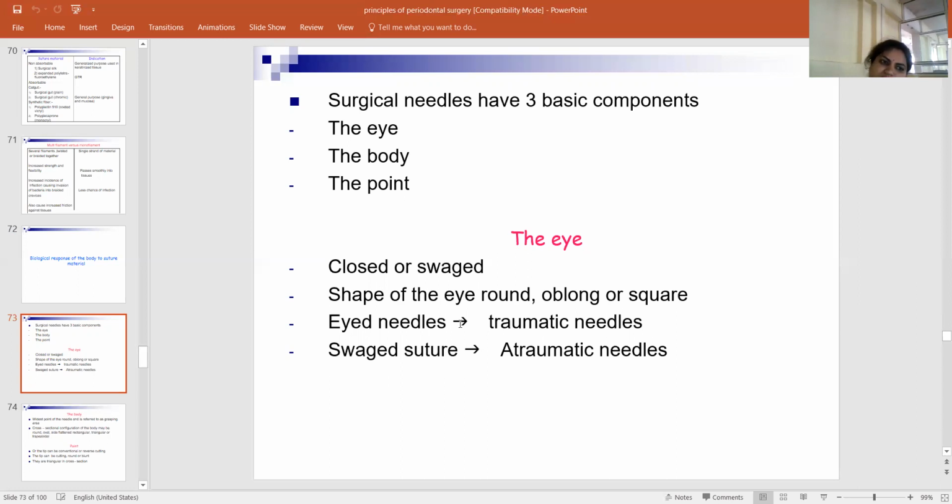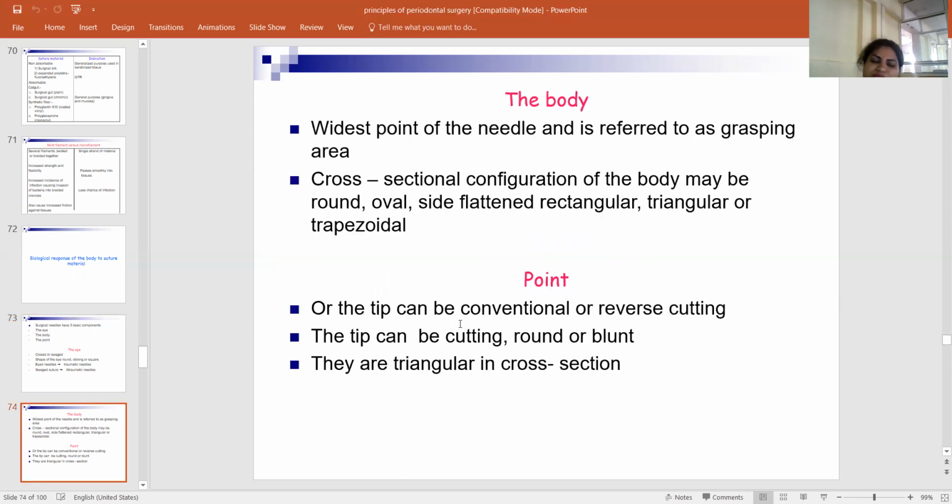Why are they called traumatic needles? Because the suture material is passed into the eye of the needle, and then you have to form a knot. This increases the diameter of the needle also, and because of the knot, it can cause damage to the mucosa and gingiva. So it is called a traumatic type of needle.